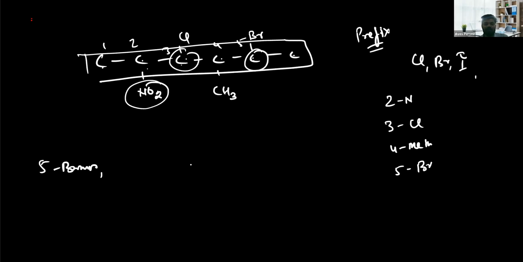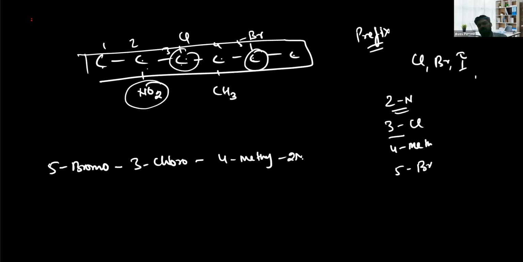Don't write a comma here. When we have an English word and a number, we put a dash between them. Then after B we have C, so we will write 3-chloro. We'll learn this when we practice. Then 4-methyl, and then 2-nitro. You got it? So their names should be written in alphabetical order.